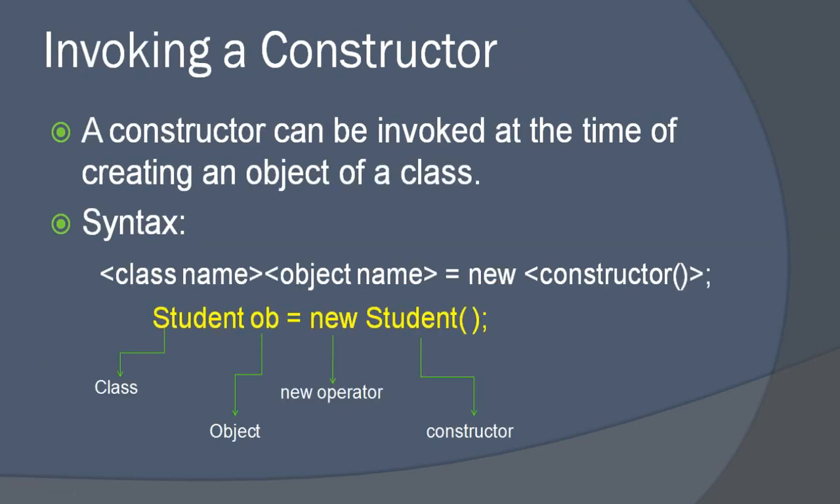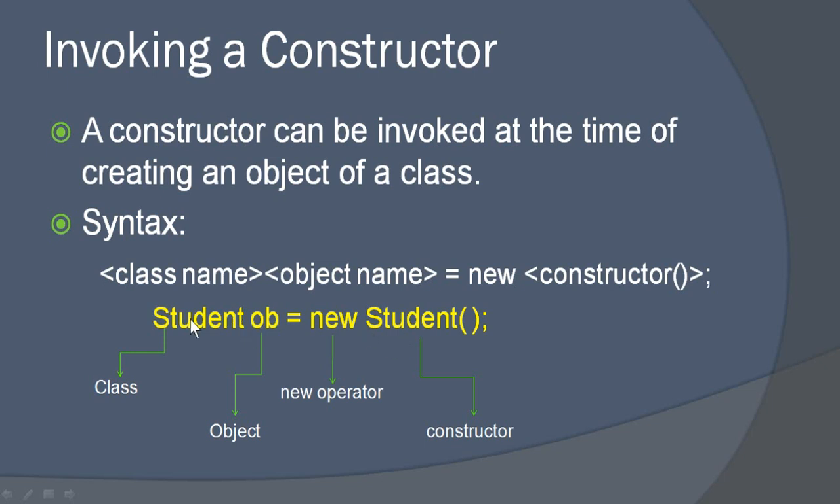Invoking a constructor. How to call the constructor? The constructor can be invoked at the time of creating the object of a class. So you can see the syntax here: class name, object name, equal to operator, new operator, and then the constructor name, followed by open and close parentheses and then a semicolon.